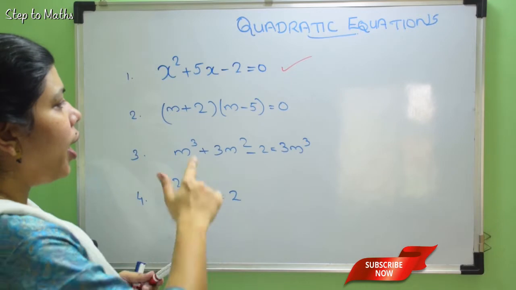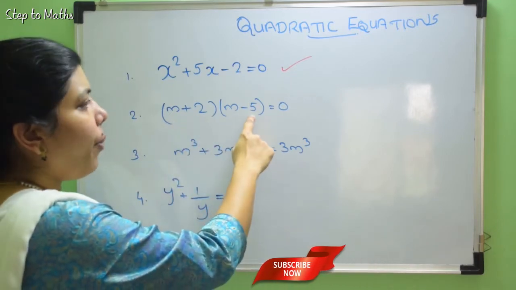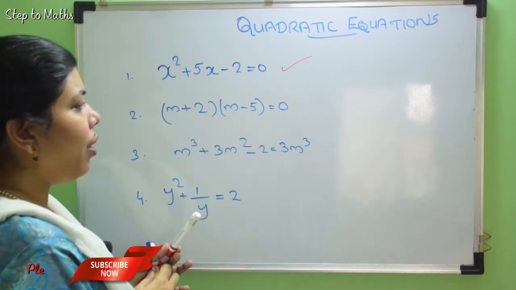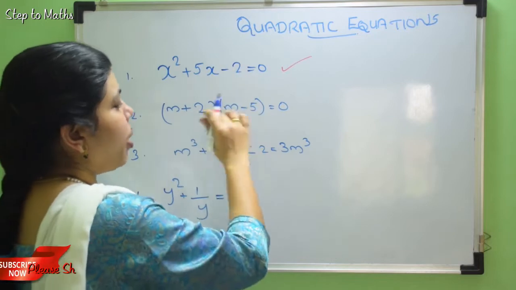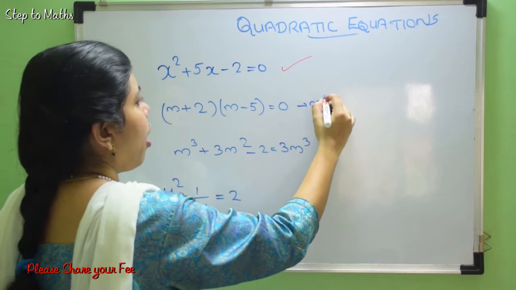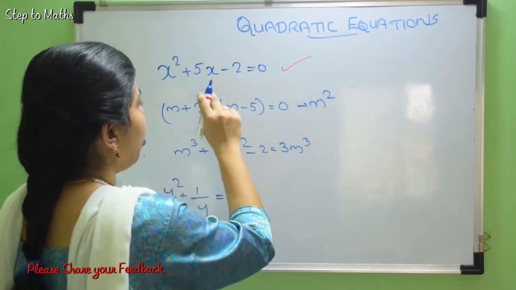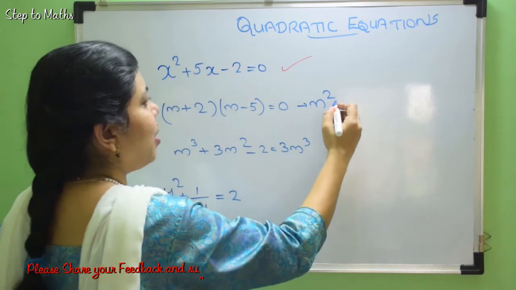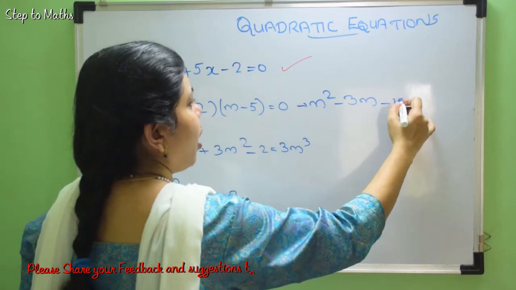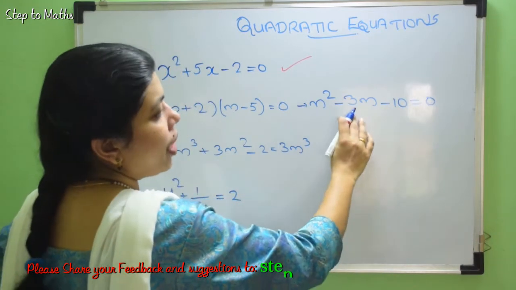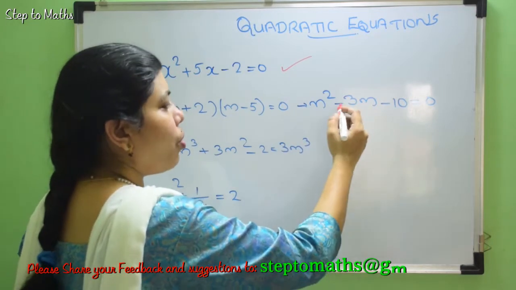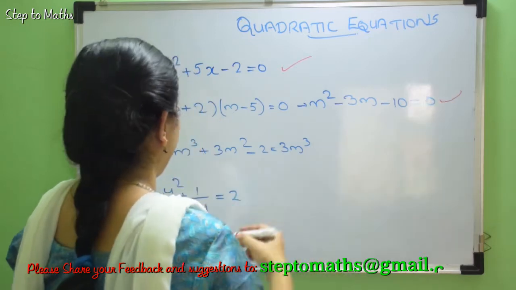Consider the second one: m plus 2 into m minus 5 is equal to 0. If we remove the brackets, that means multiply these two terms, then it becomes m square, minus 5m plus 2m is minus 3m, minus 10 equal to 0. m square minus 3m minus 10 is equal to 0. This is also a quadratic equation.